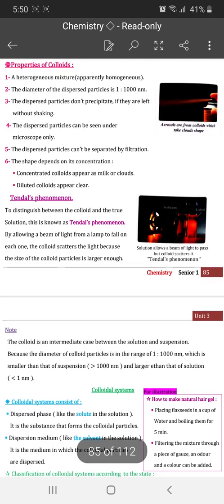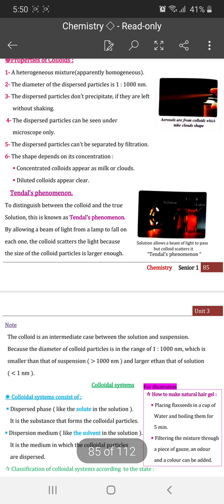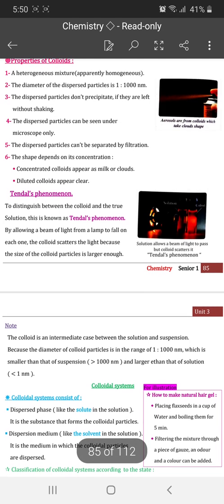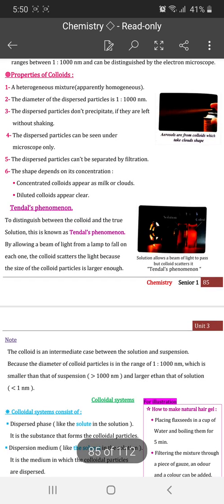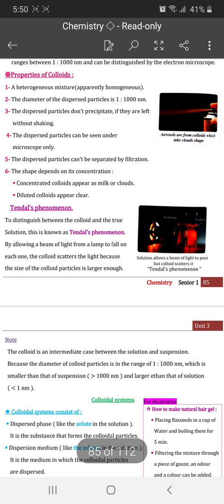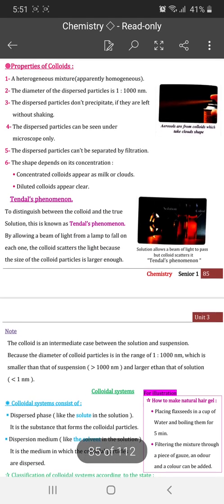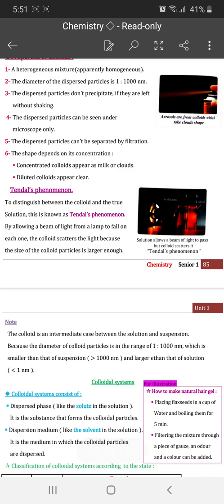The dispersed particles can be seen under the microscope. The dispersed particles can't be separated by filtration. We can't filter our blood, for example, by filter paper. The shape depends on its concentration. The concentrated colloid appears as milk or cloud. Diluted colloid appears clear.